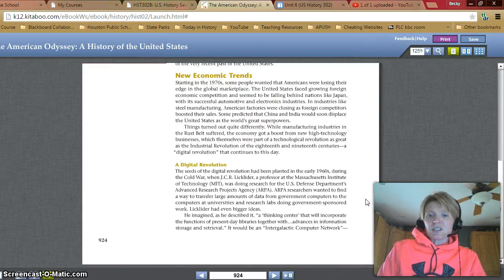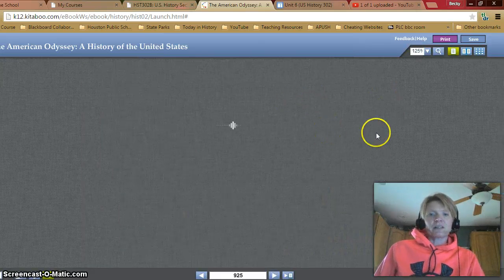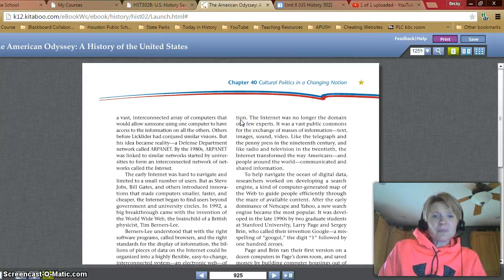He imagined, as he described it, a thinking center that will incorporate the functions of present-day libraries together with advances in information storage and retrieval. It would be an intergalactic computer network, a vast interconnected array of computers that would allow someone using one computer to have access to that information on all the others. Others before Licklider had conjured similar visions, but his idea became reality, a Defense Department network called ARPANET.